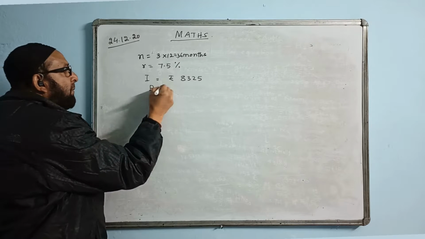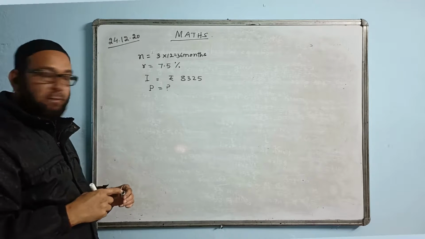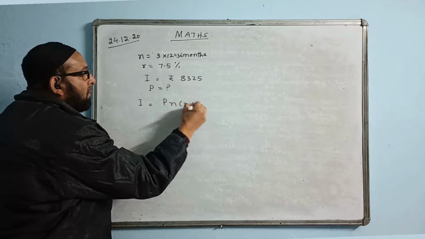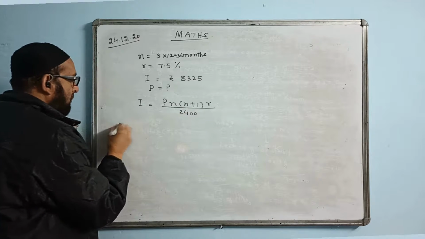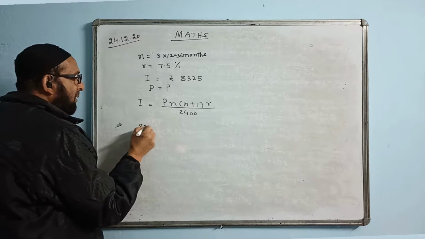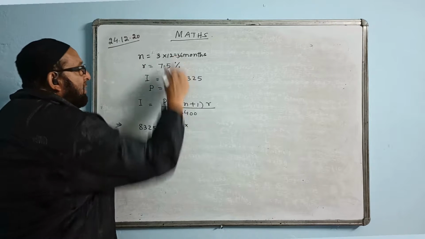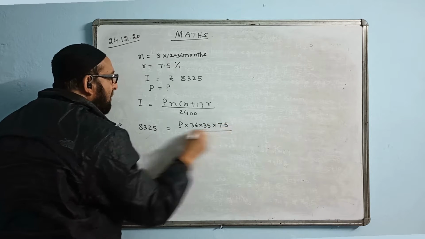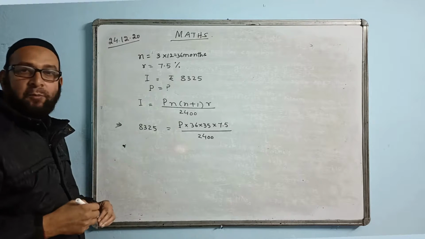We have to find the value of P. Monthly deposit is P. P is unknown. Let us find P first and then we will find the second part. We will use the formula of I. What is the formula of I? As we know, P n into n plus 1 R by 2400. We will put the value of I, 8325. P is unknown, keep as it is, into n. N is 36. 36 into 37 into 7.5 by 2400. Now we do calculation and find the value of P.